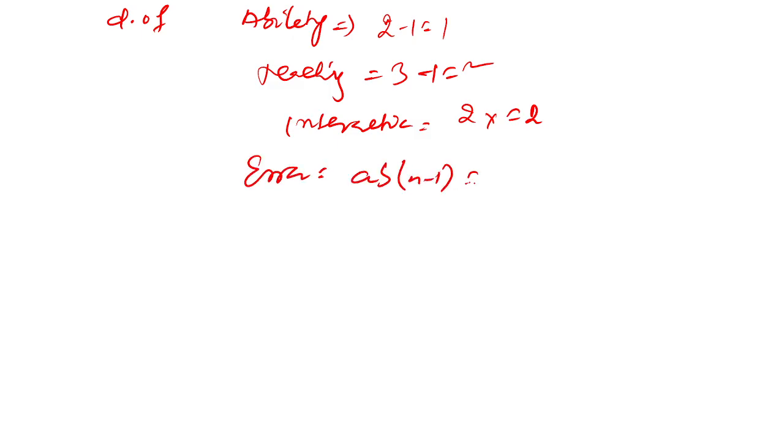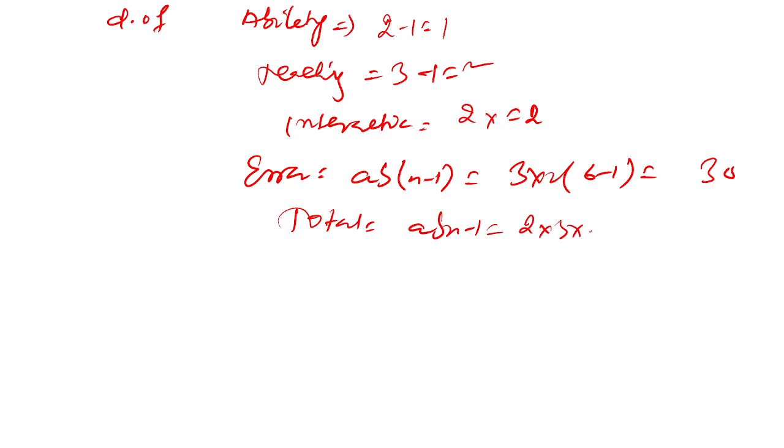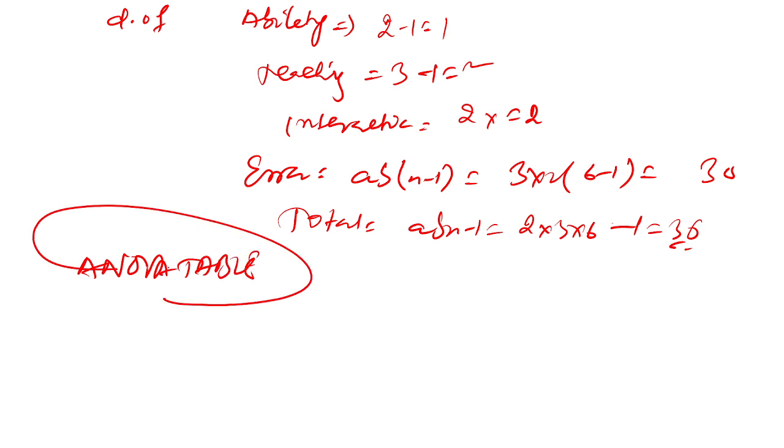Error: AB into (n minus 1). How much do we have? 3 into 2, 6 minus 1, 30. Total: AB n minus 1, we can calculate 2 into 3 into 6 minus 1, 35. So now we can do the ANOVA table. I think it's clear, na?